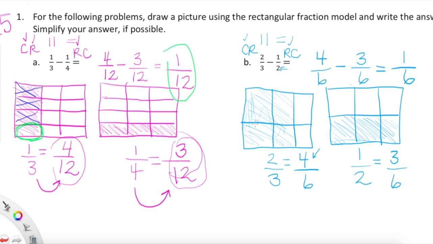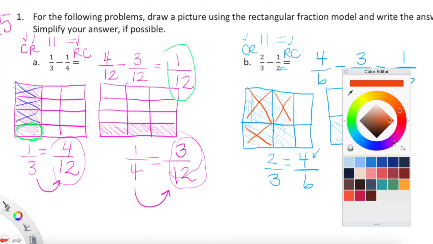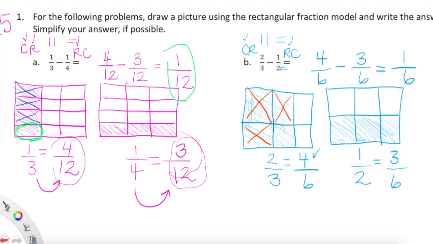Let's show that in the model. So here we have 4/6. We're going to model taking away 3/6. So 1, 2, 3 taken away. And as you guys can see in our model, we have 1/6 remaining. This is what we're left with. Our difference. So we have 1/6 remaining.